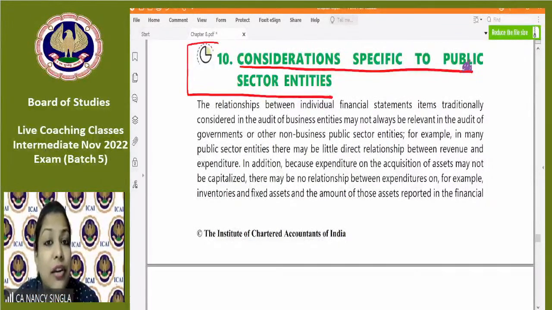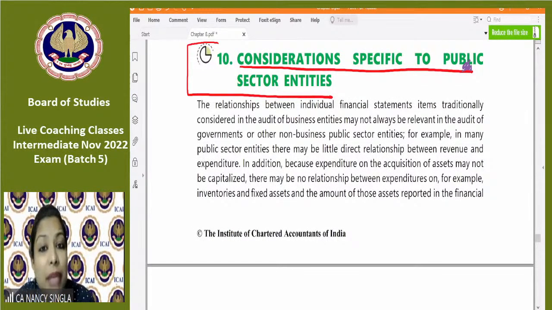When there is a recession in the economy, with respect to public sector entities, there are no retrenchments. In fact, they keep on hiring employees. They don't remove anyone. But with respect to private, there are a number of retrenchments. Retrenchment is what? They remove employees because of the recession.